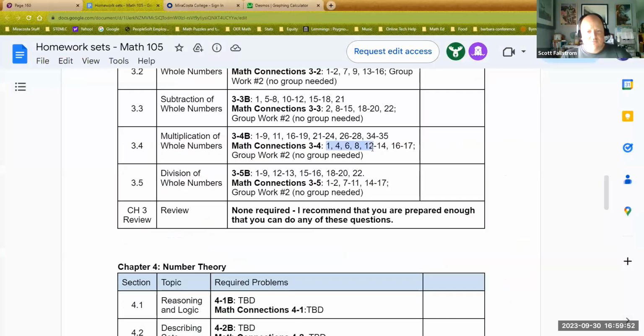Math connection 3.4. I've got 1, 4, 6, 8. So a lot of evens. 1, 4, 6, 8, 12 to 14, 16 to 17. So let's take a look at a few of those.